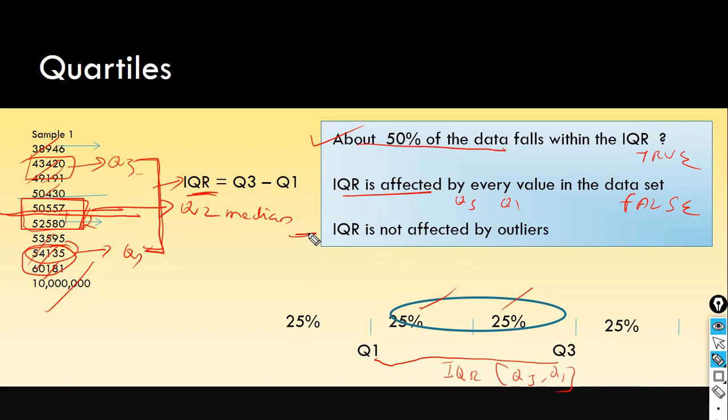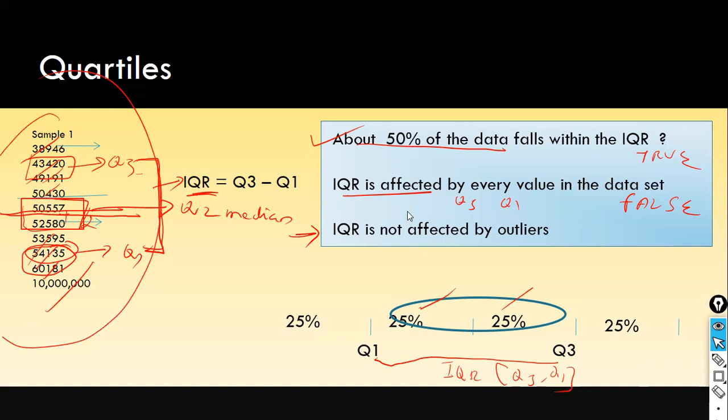Okay, now you tell me: IQR is not affected by outliers. Can we see any outlier in this data set? Which one is the outlier? First, you tell me whether this is a true statement or a false statement. Very good, very good. Lightning fast. The other values lie between.